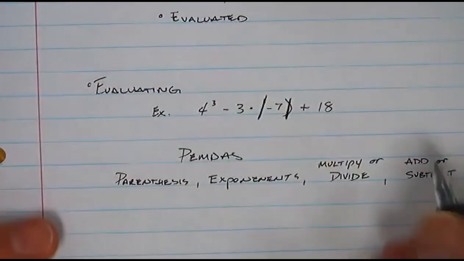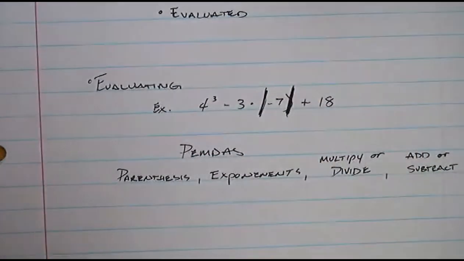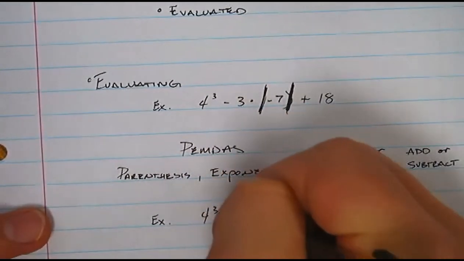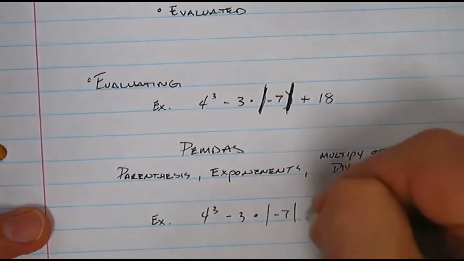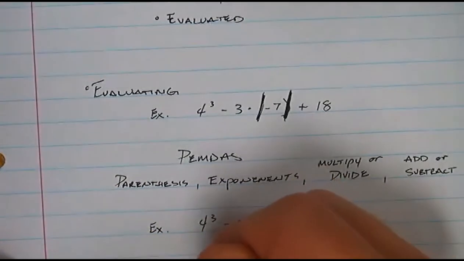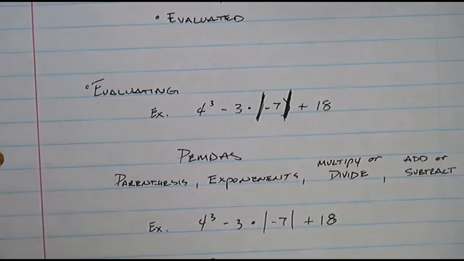So we look for any parentheses. Well, these absolute values actually work like parentheses. We need to get that number out of those first. They're like grouping symbols. So the first thing I would do to condense this, and I'm just going to rewrite it: 4 to the third minus 3 times the absolute value of negative 7 plus 18. The first thing I'm going to do is take that out of absolute value notation.